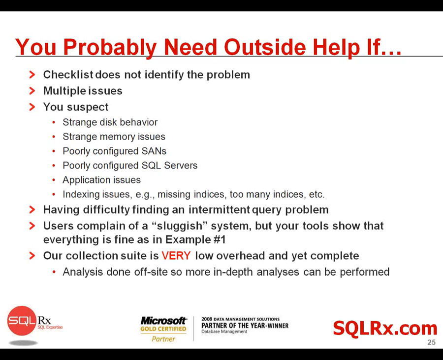If you have difficulty finding an intermittent query problem, like the sluggish period one, sometimes that gets to be very difficult. Those are very difficult to figure out, and you have to look in lots and lots of places and collect lots and lots of data to find them. Our collection suite is very low overhead. It does not have an installed code file, but yet it's very complete, and the analysis is done off-site so that I can do far more in-depth analysis for any given problem.